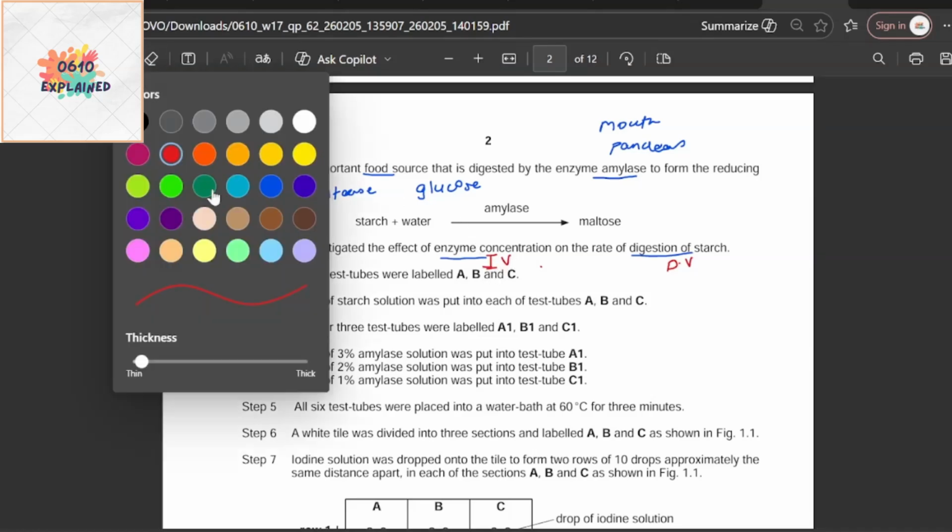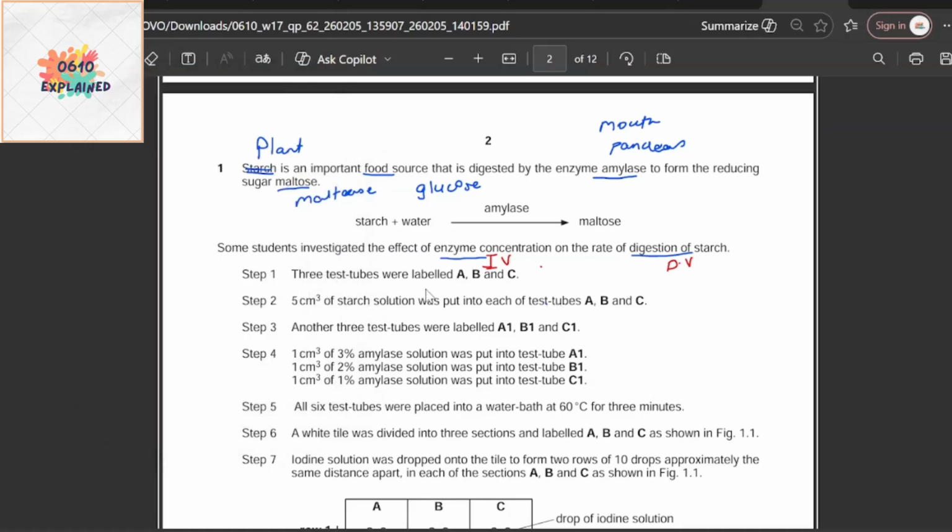Now, moving ahead with the question, it reads that step 1, take three test tubes which are labeled as test tube A, B, and C. 5 cm cube of starch solution is put in each of these test tubes A, B, and C. So we are going to just keep in mind that it is 5 cm cube. Another three test tubes are labeled as A1, B1, and C1. So it's A1, B1, and C1.